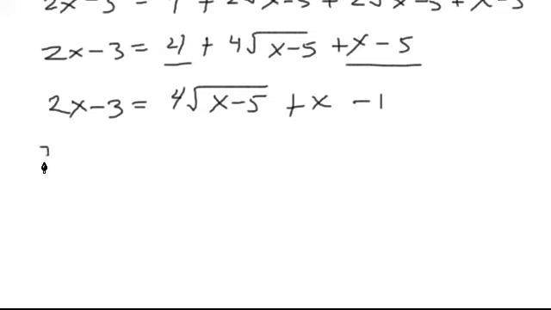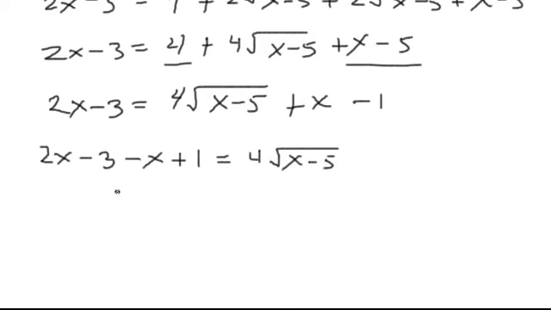Alright, so we have 2x minus 3, bring the x over, that becomes a minus x, and then bring this minus 1 over, becomes a positive 1. And so now we're left with 4 times the square root of x minus 5. We want to now simplify this left side, so 2x minus x is x. And negative 3 plus 1 is negative 2.